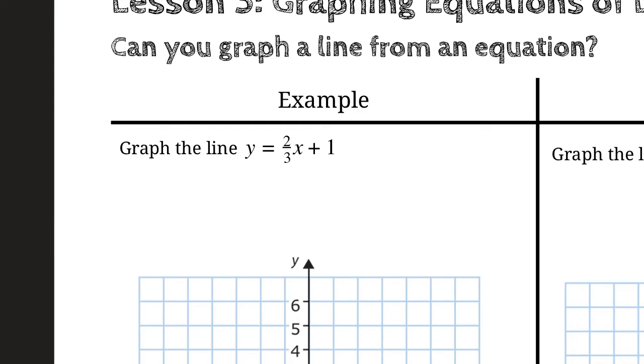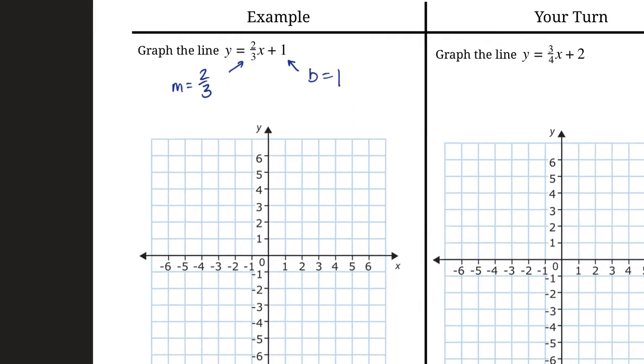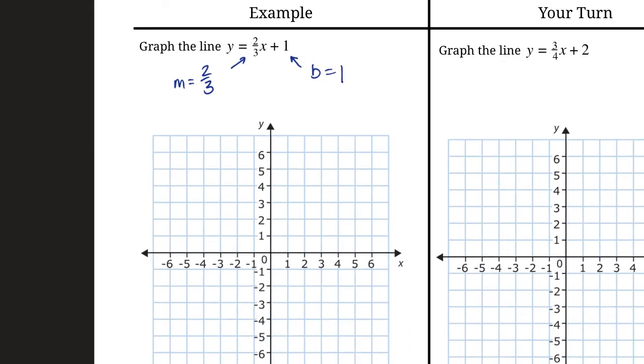In this equation, what's the slope and what's the y-intercept? Well, the thing attached to the x is always the slope or the rate of change, because that tells x how to change, how fast to change. So in this case, m is 2/3, and our b value, or our initial value, is 1. Our y-intercept is 1. So how do we graph this line now, just from those two pieces of information, our slope and our y-intercept?